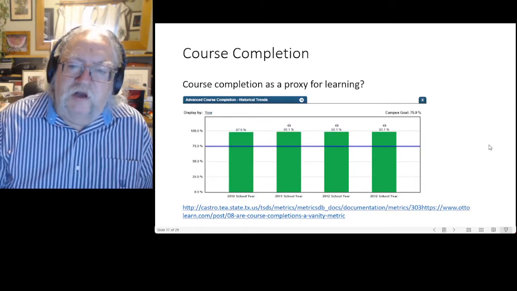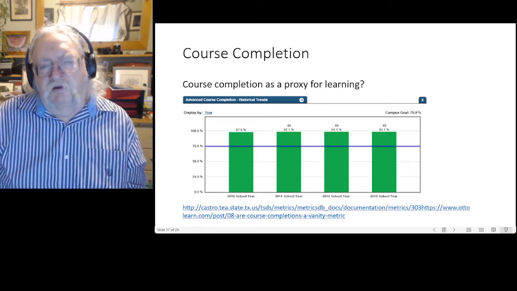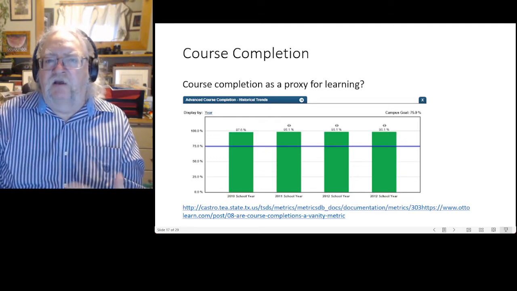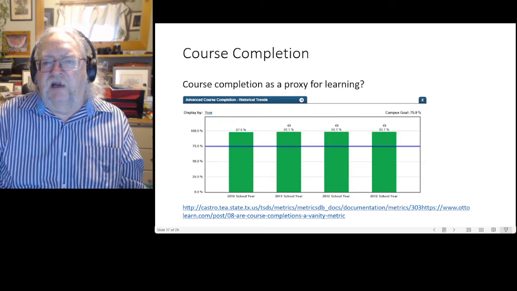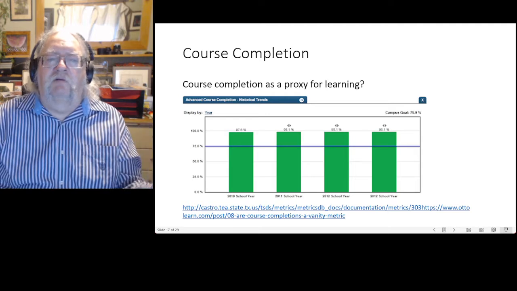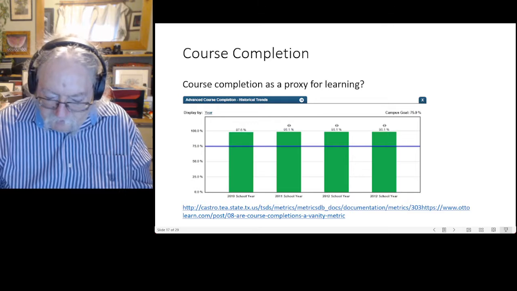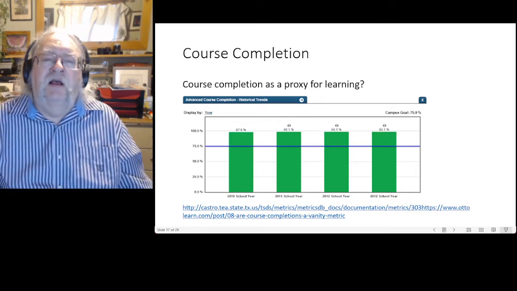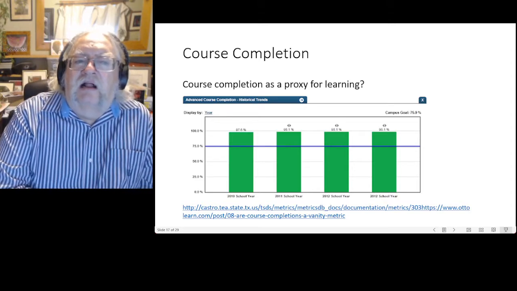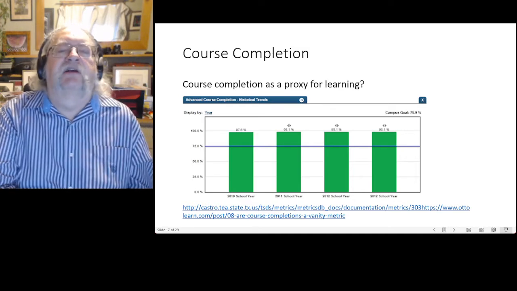I want to point to one metric, which is course completion, because that one's been talked about a lot over the years. It originally came up in the big University of Pennsylvania study that came out around 2012, 2013, somewhere around there, where the reports on course completion rates for MOOCs were terrible. And so everybody started going, oh no, MOOCs are awful. Course completion has been used, arguably, as a proxy for learning.